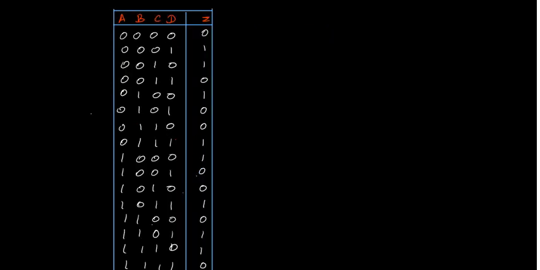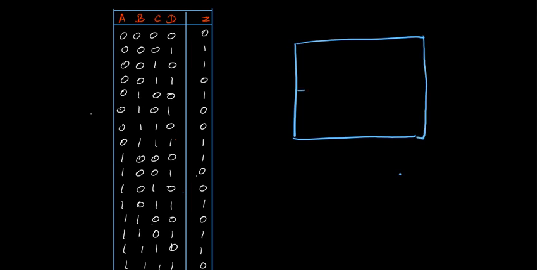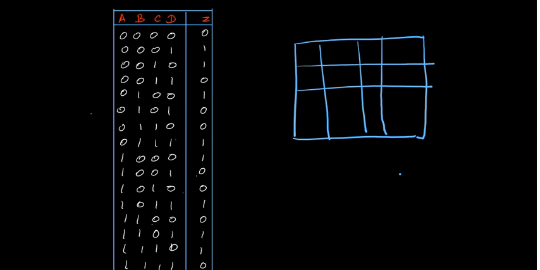So this is the first example I have taken. I have taken A, B, C, D, four variables as the input. The output is a single variable Z. If you look at the table and go for the K-map, we have four variables, so we have to go for a 16 box K-map. What are the variables? Variables are A, B, here it is C and D.